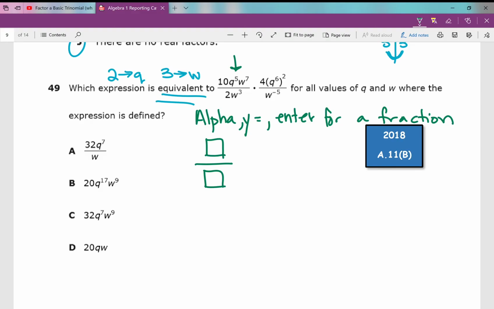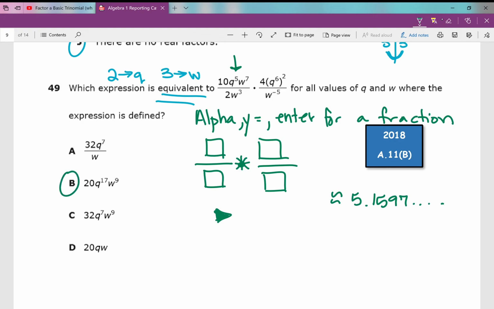Don't forget to arrow out after you type in 10q to the 5th w to the 7th over 2w cubed. Arrow out, multiply, and then do another alpha y equals, then enter for a fraction, and you'll get this. Then type in 4, open parentheses, q to the power of 6, arrow out, close parentheses, raised to the power of 2. Just make sure you're entering it in exactly as you see it, and that can sometimes get a little tricky. When you enter that in, you get like 5.1597, yada, yada, yada. So when you plug in all these different answer choices, B is what will also give you 5.1597, yada, yada.